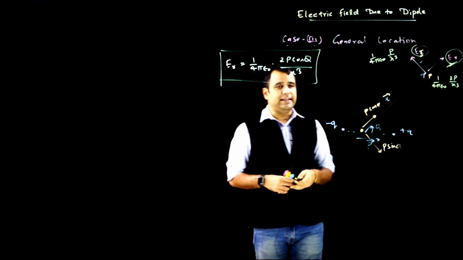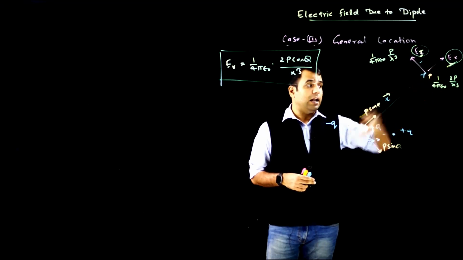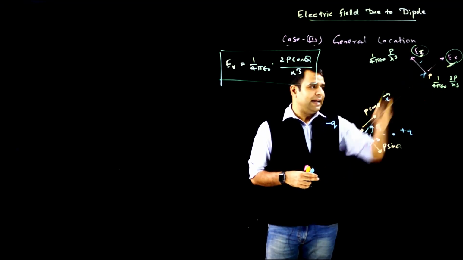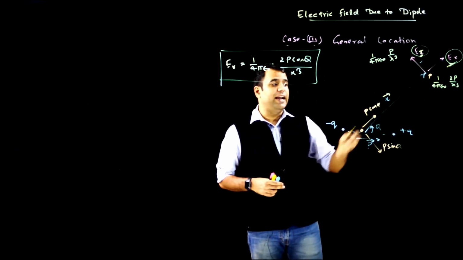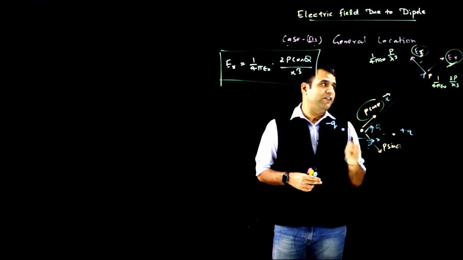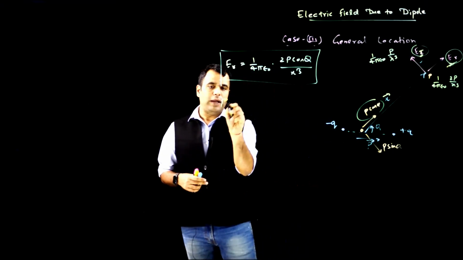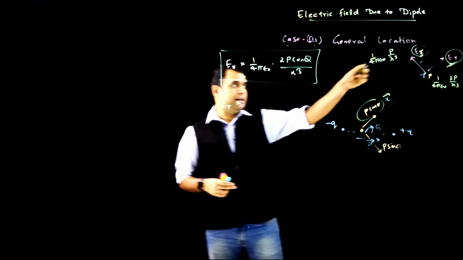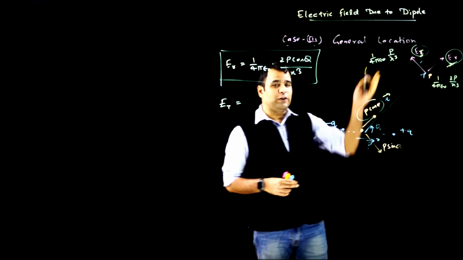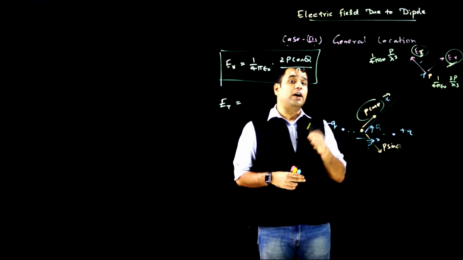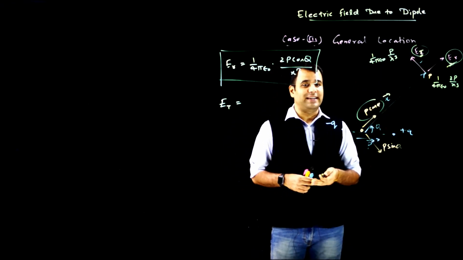So in the first case, this p was along the line. And along the line, we have p cos theta. It's not p. So what we did in this formula, we replaced p by p cos theta. Now we want to calculate this electric field ET. So in this formula, if you remember, this p was perpendicular to the perpendicular bisector.